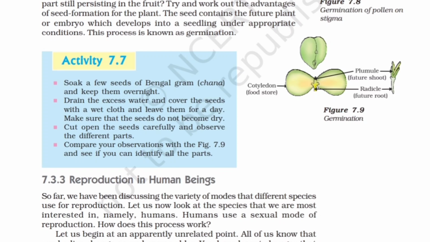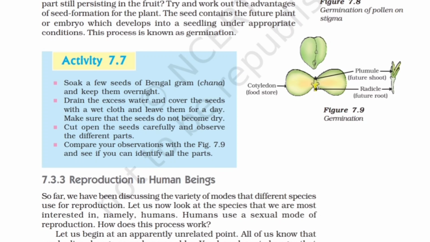Activity 7.7. Soak a few seeds of Bengal gram, chana, and keep them overnight. Drain the excess water and cover the seeds with a wet cloth and leave them for a day. Make sure that the seeds do not become dry. Cut open the seeds carefully and observe the different parts. Compare your observations with figure 7.9 and see if you can identify all the parts.